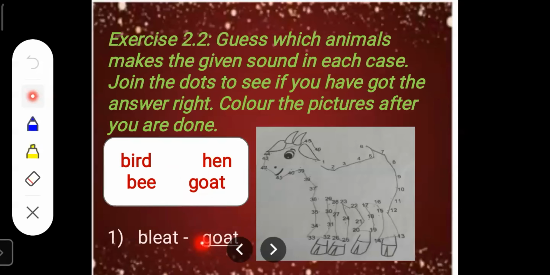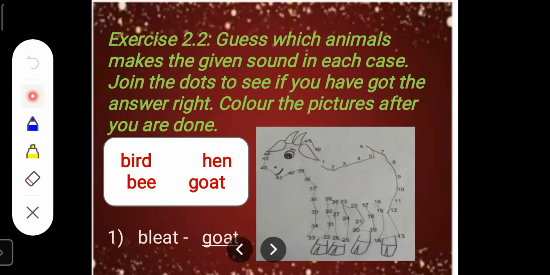So the word bleat is already given. So here we will write goat. First you will write this, children. Then you will join the dots and check whether the answer we have written here and the picture match. So children, the answer here is goat. And when you join these numbers, the picture formed is of a goat, isn't it? What are you supposed to do here, children, in this activity?